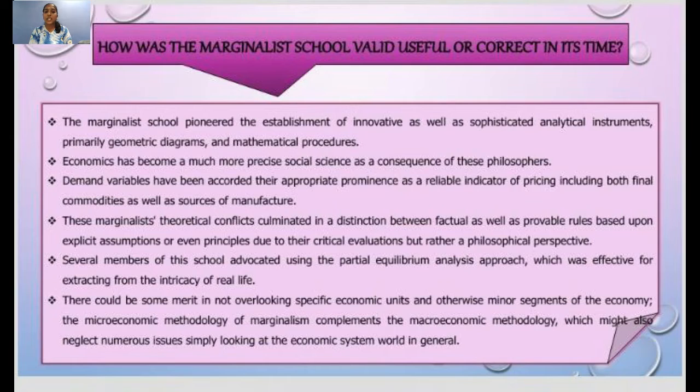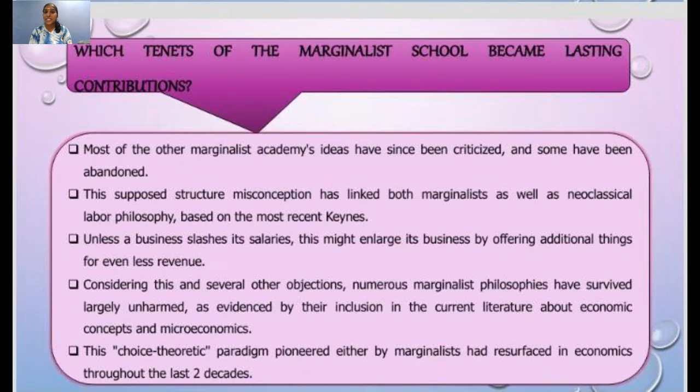Bullionism was useful in the transition between the self-sufficient system of the Middle Ages to the money and credit economy of modern times. Besides that, the fifth major tenet of the marginalist school is: which tenet of the marginalist school became a lasting contribution? In that case, most of the marginalist academy's ideas have been criticised and some have been abandoned.